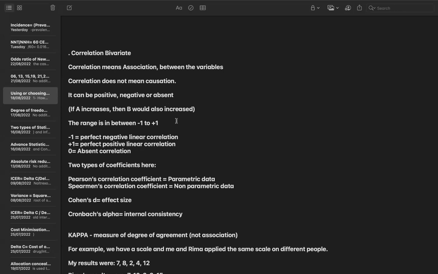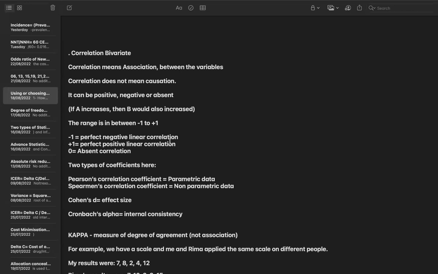I'll explain the ranges here, but let's see the example. If A increases, then B would also increase. That means we have a positive association, positive correlation. If we talk about the range, it is between -1 and +1.